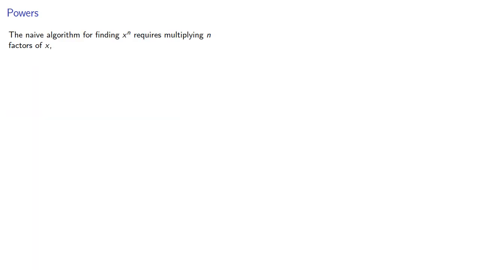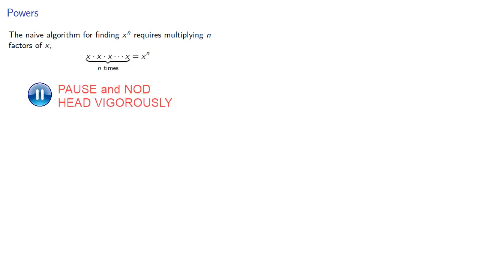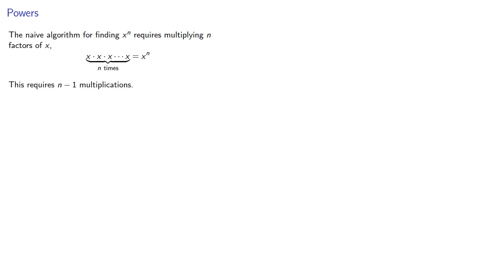The naive algorithm for finding x to the n requires multiplying n factors of x. This requires n minus 1 multiplications. Now let's divide and conquer.